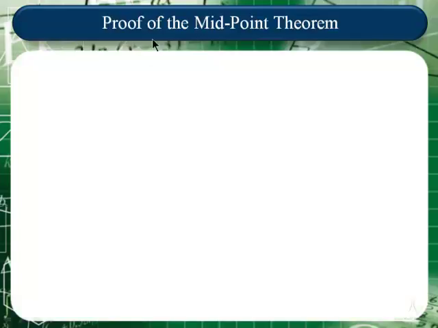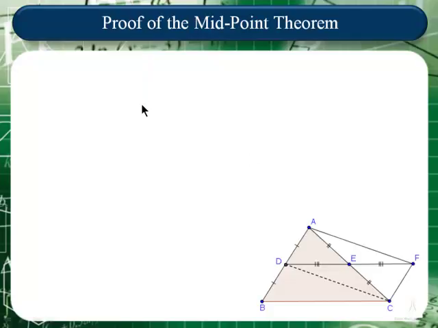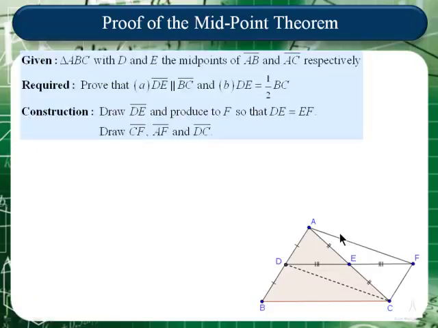Let us look at the proof of the midpoint theorem. We are given a triangle ABC with D and E, the midpoints of AB and AC respectively. It is required to prove, firstly, that line segment DE is parallel to line segment BC, and that DE is half of BC.